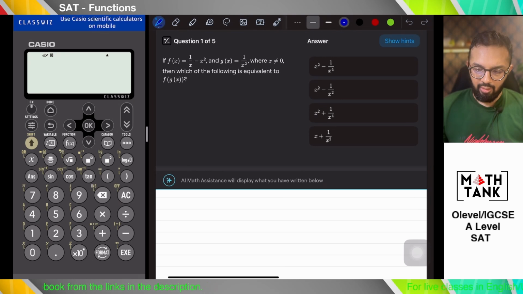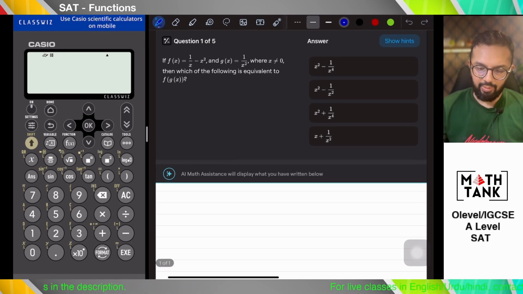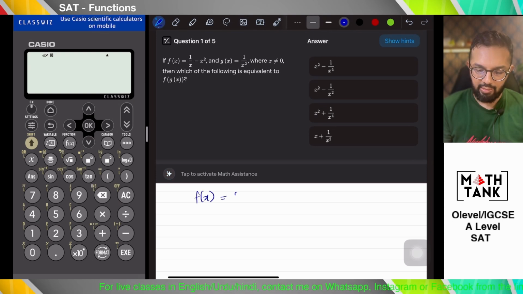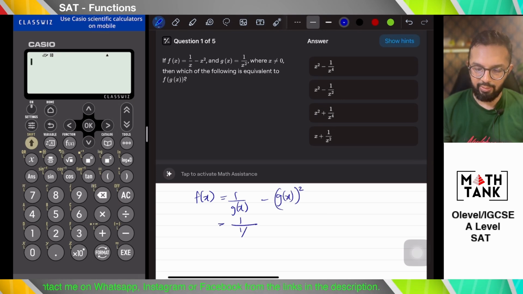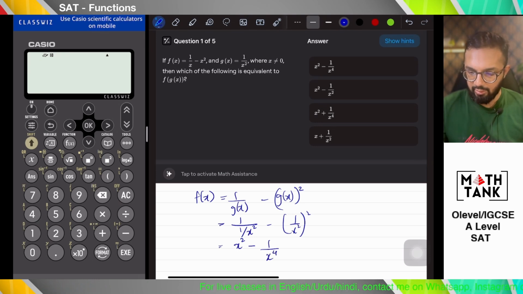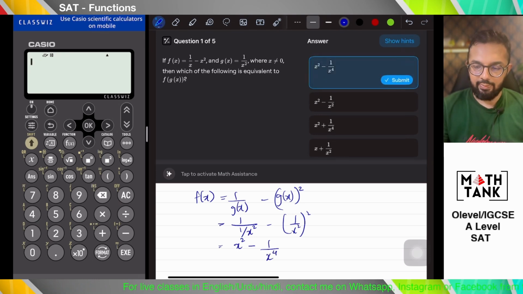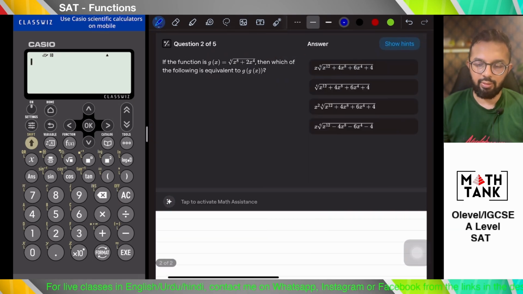Let's see them. It says which of the following is equivalent to fg of x. So this is about composite functions. I'll have to replace every x in f of x with g of x. So 1 over g of x minus g of x squared. So it's going to be 1 over x squared minus 1 over x squared. So I'm going to get x squared from here and 1 over x power 4 from here. Is that an answer option? Yes, that's the first answer option. So I'm going to tick that.